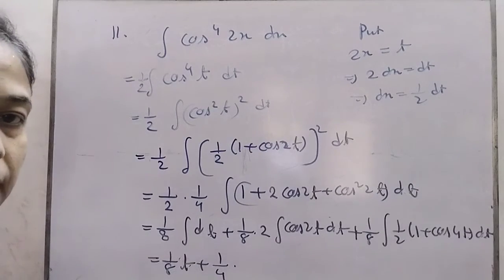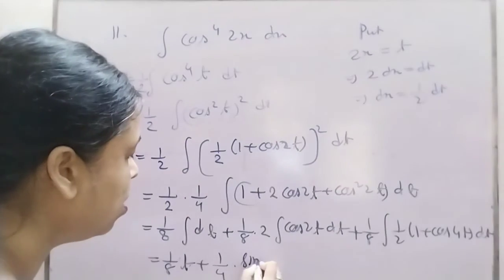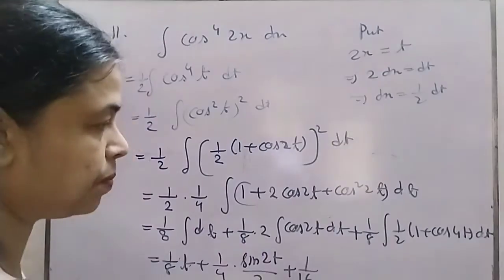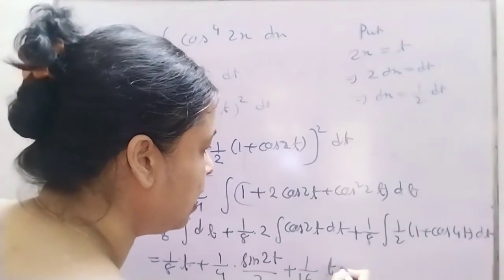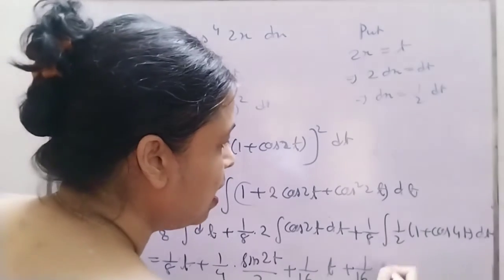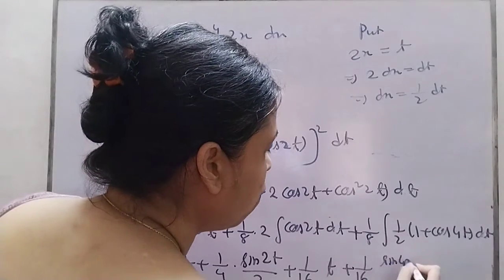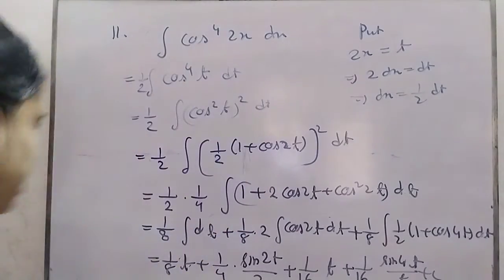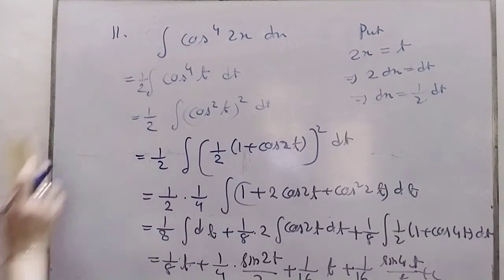What is cos of dt integration? It's sine of 2t by 2 plus 1 by 16. Integration of dt is t plus 1 by 16 sine 4t by 4 plus c. Ultimately, I have to change all this in terms of x.